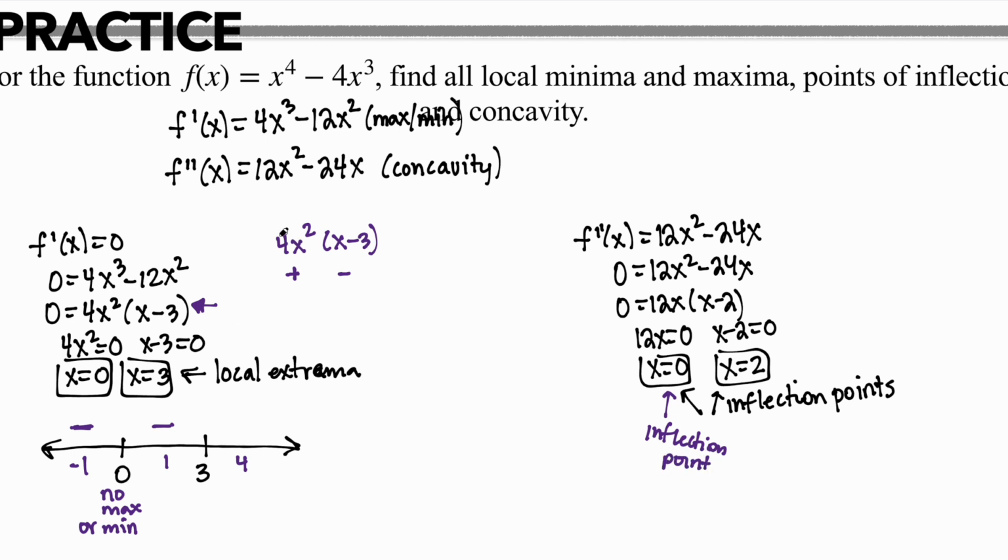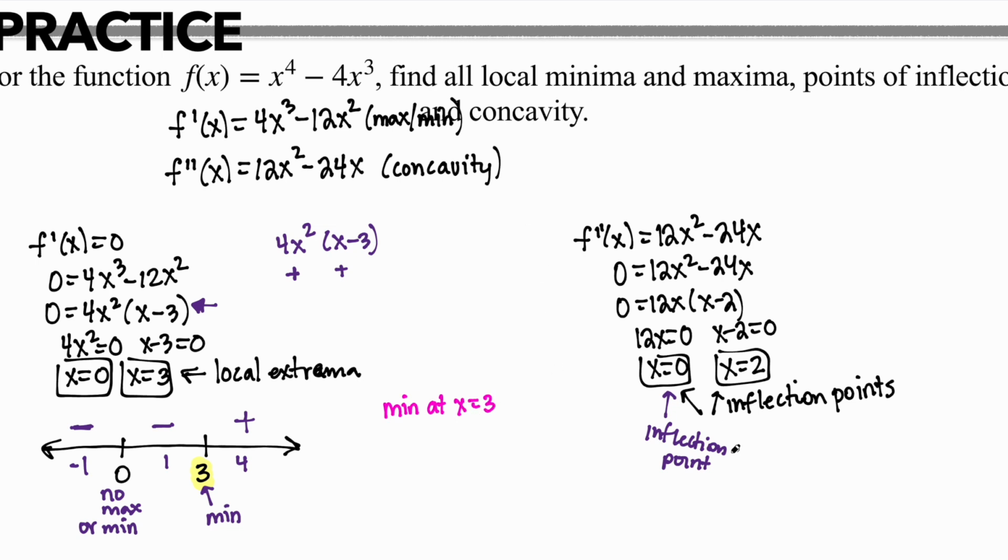Now at 3, if 3 squared is still positive, I'm sorry, I've got to plug in 4. When I plug in 4, I'll get a positive because it's squared, and then 4 minus 3 is positive. So the only max or min is actually at 3, and you went down and then up, and so it is going to be a minimum. So I know so far that there is a min at x equals 3.